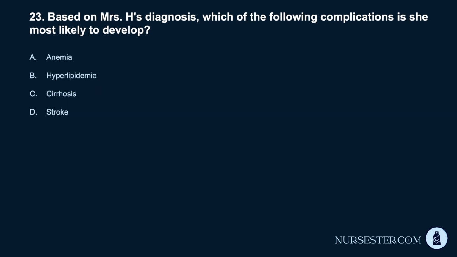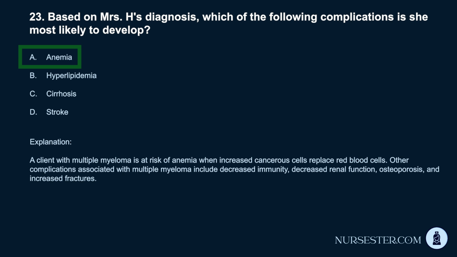23. Based on Mrs. H's diagnosis, which of the following complications is she most likely to develop? A. Anemia. B. Hyperlipidemia. C. Cirrhosis. D. Stroke. Correct answer: A. Anemia. A client with multiple myeloma is at risk of anemia when increased cancerous cells replace red blood cells. Other complications associated with multiple myeloma include decreased immunity, decreased renal function, osteoporosis, and increased fractures.